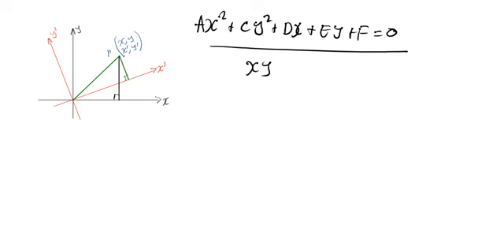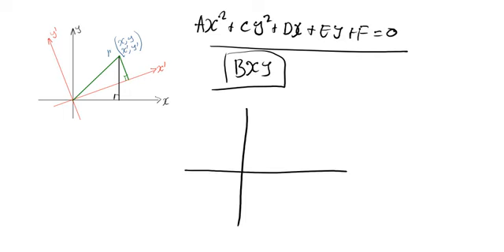Okay, so we have A, C, D, E, F. We don't have a B in the middle, so it basically means the Bxy term has been missing all this while, and it's because the axes of the conics that we have were parallel to the coordinate axes. Okay, so let's use an ellipse as an example.